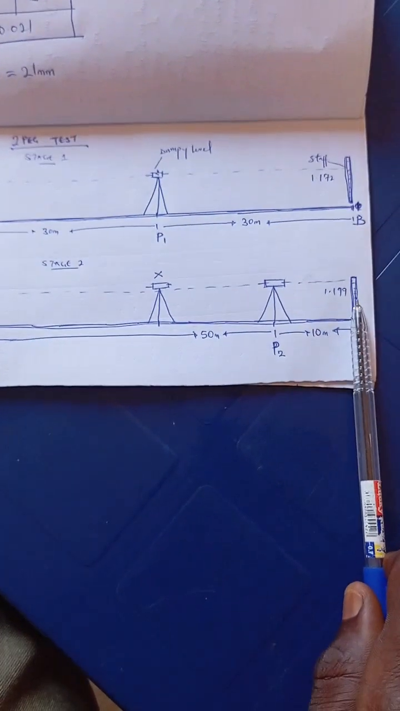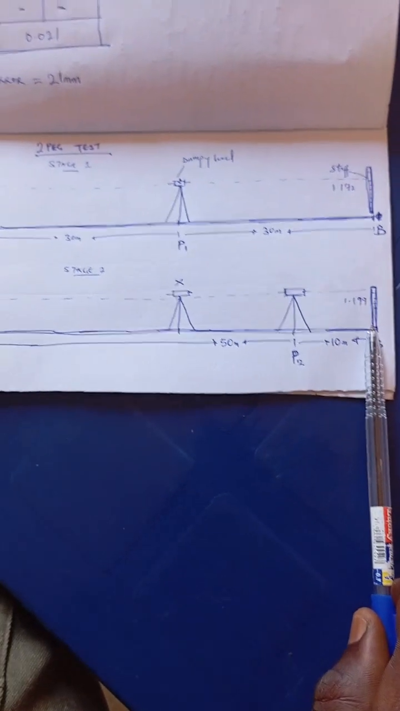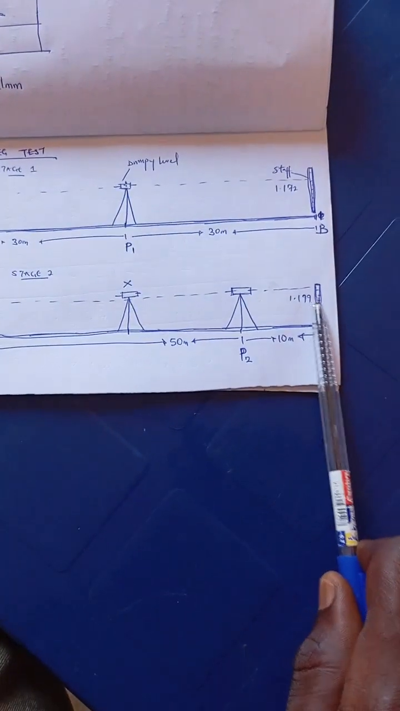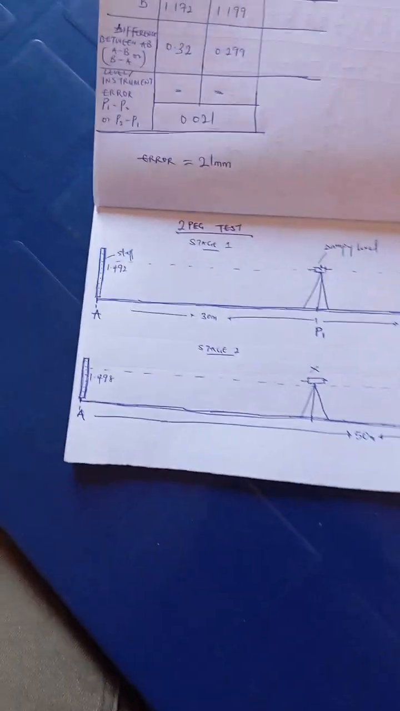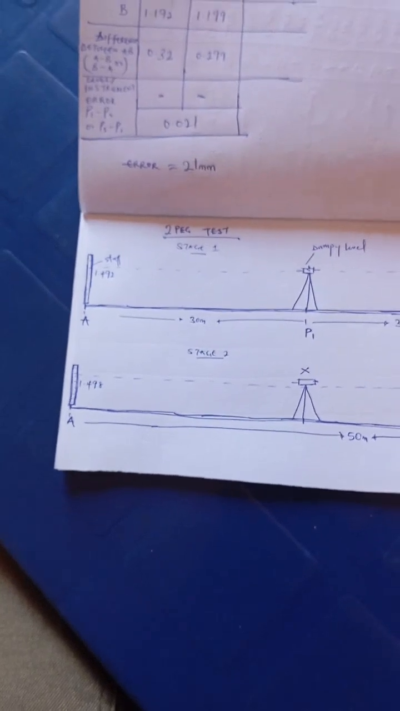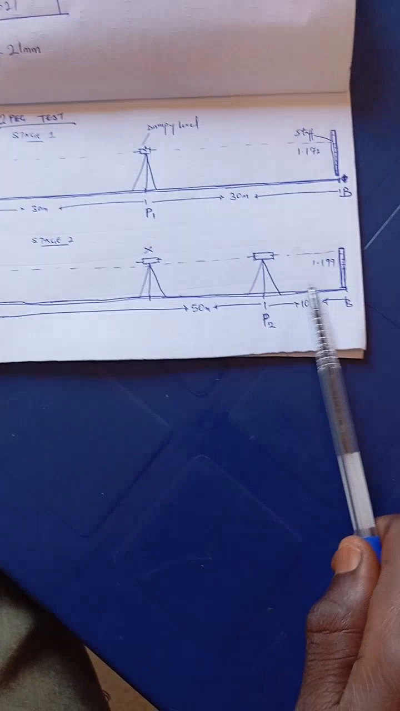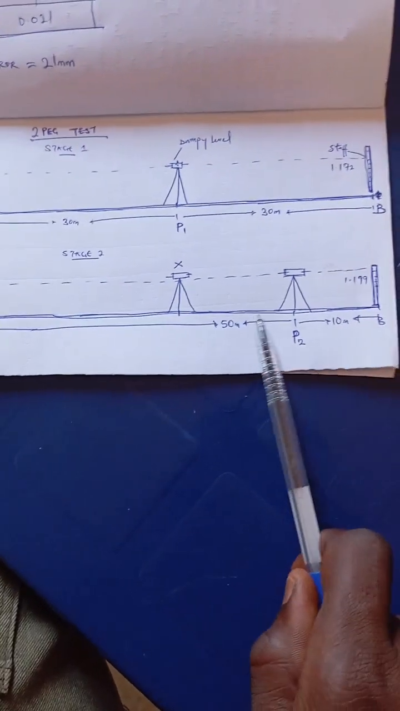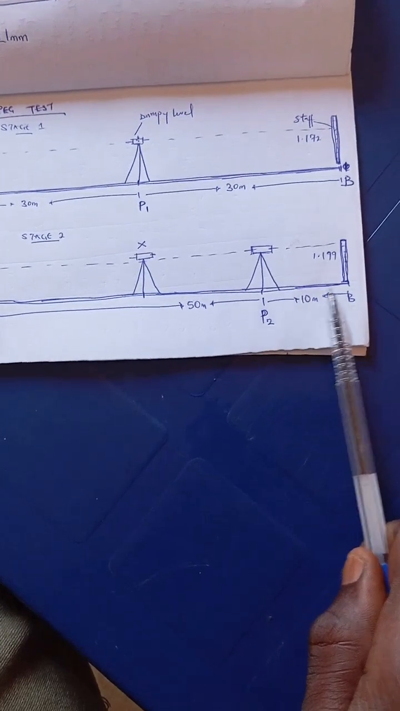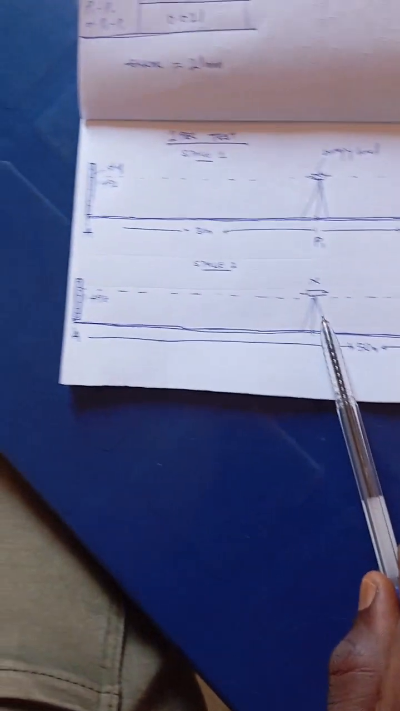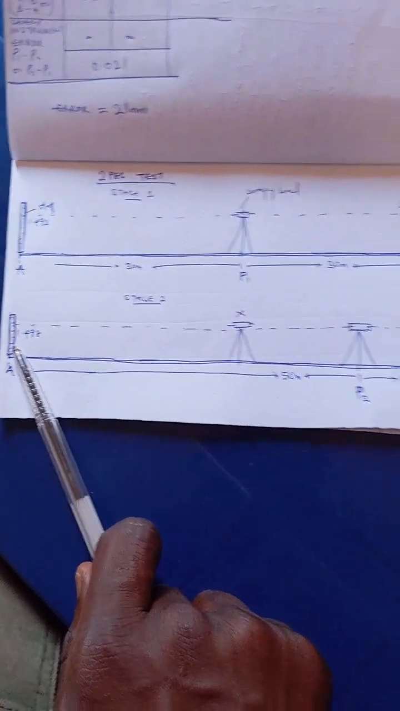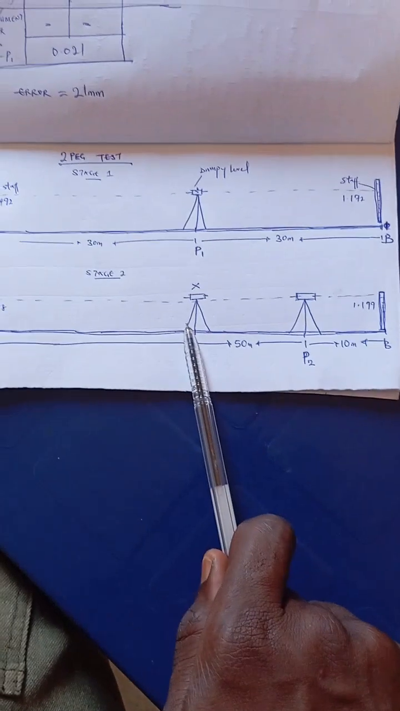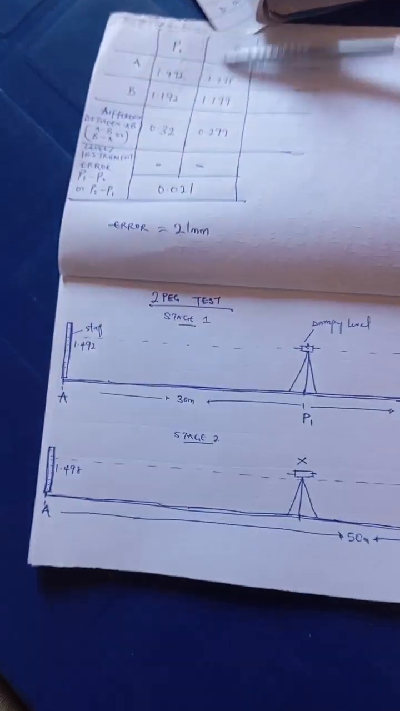But the point where my staff was positioned does not change. Point A and point B. So after I took my reading to point B, I took my reading to point A, then I have this table.